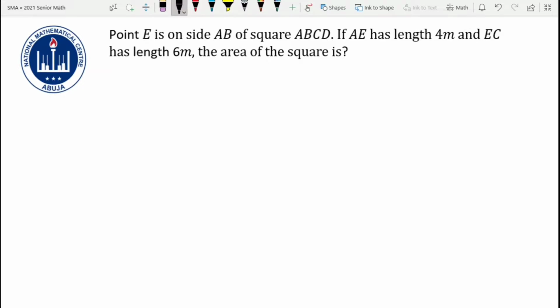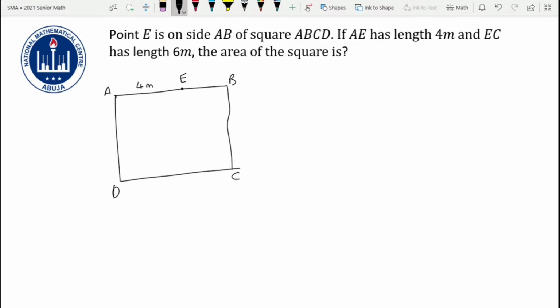We'll start by drawing the diagram of what we have. So we have a square ABCD. Don't mind the shape, we will just assume it's a square for the sake of the problem. Then point E is on side AB of ABCD. So we'll put a point E here. AE has length 4 meters. So this is going to be 4 meters over here.